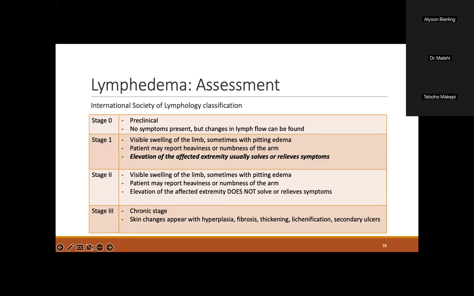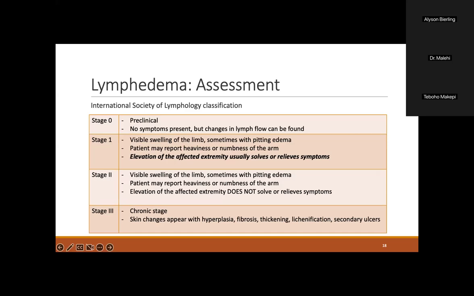And this could include pitting edema. Patients often report that the arm feels heavy. They might have some numbness of the arm. And really important to note is that at stage 1, elevating the affected extremity, so elevating that arm, usually solves or at least relieves symptoms.